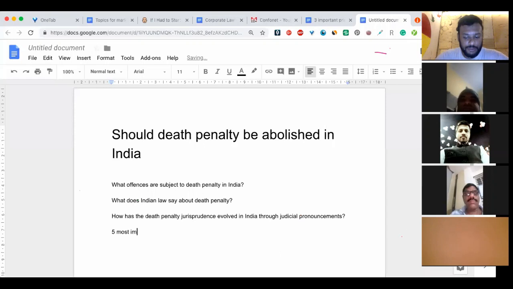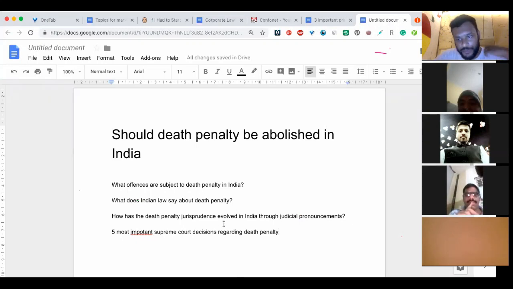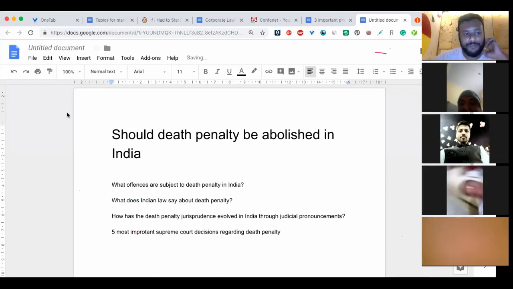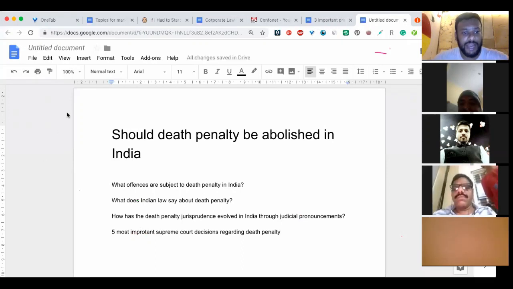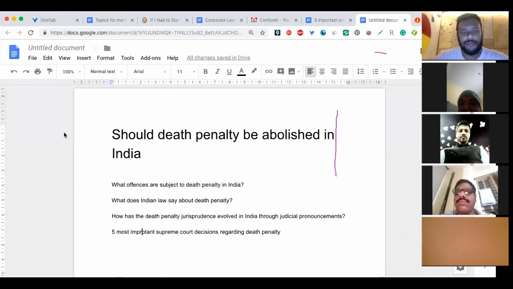Similarly, we can add another question here: five most important Supreme Court decisions regarding death penalty, right? This question will also help to develop this article further. Now, some people have asked very basic questions, right? Can state kill an individual? Is it justifiable for the state to actually kill an individual? Well, I think that is also a more fundamental question. So you can add that here.